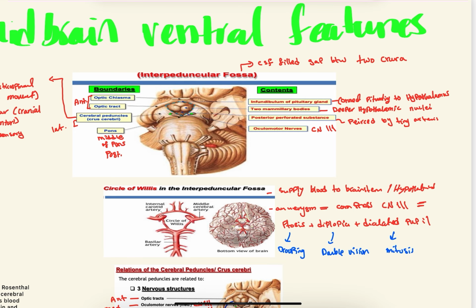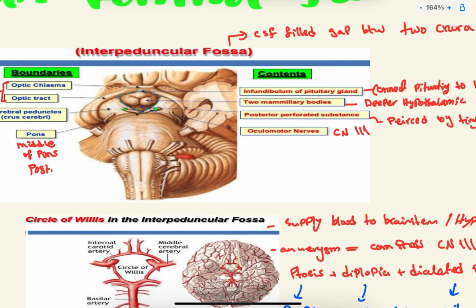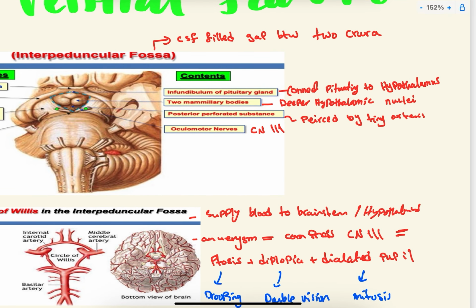Then what can I see here? I can see the infundibulum of the pituitary gland right here, which connects what, the pituitary to the hypothalamus. And then I have this and this. These are the mammillary bodies, and we have two of them. And right here I have the posterior perforated substance.